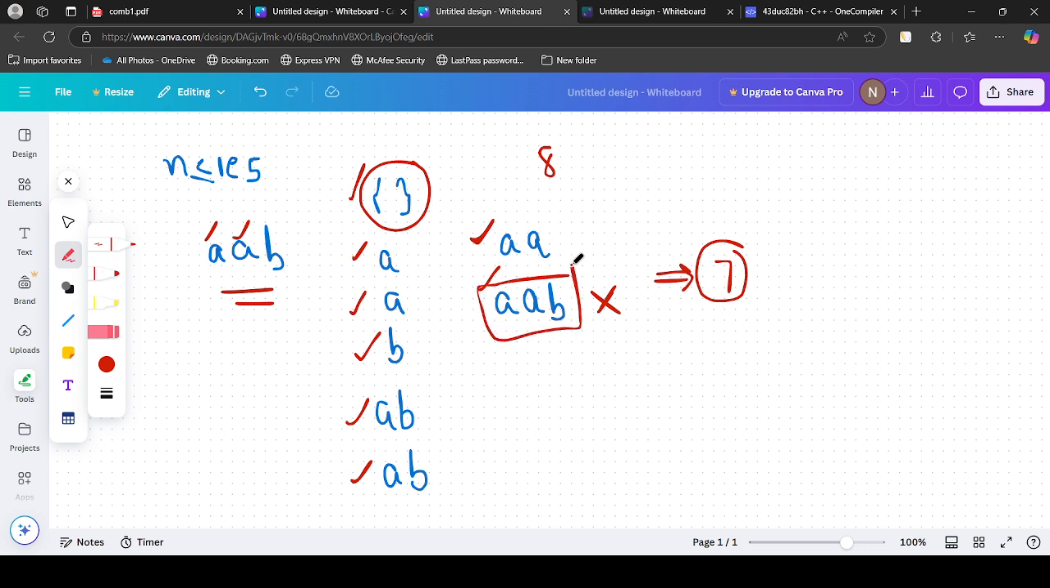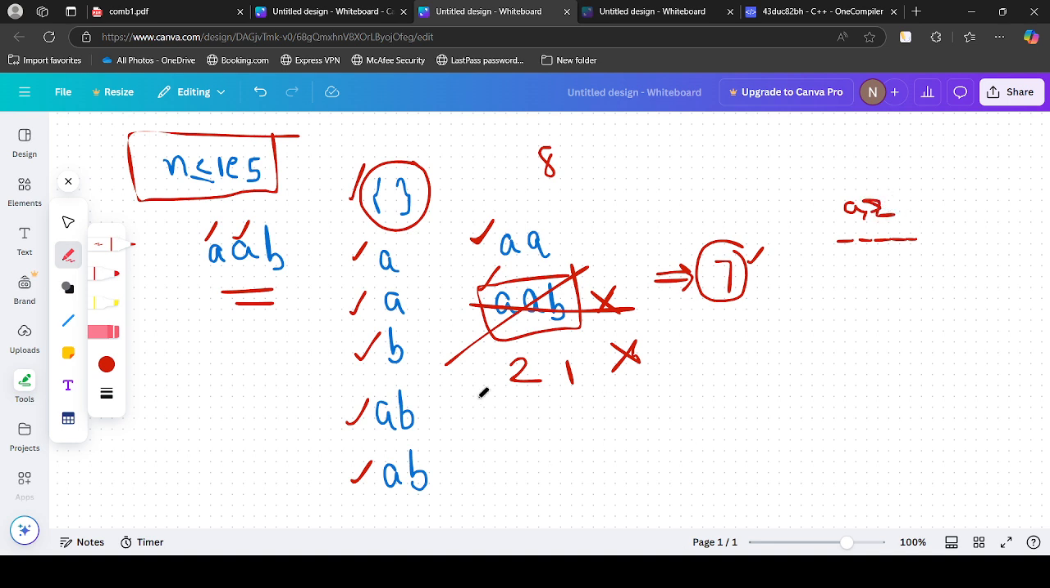Coming to AAB, the frequency of A is 2 and the frequency of B is 1. These are not equal, so this is not a good subsequence. Except this, all the other 7 are good subsequences, so the answer is 7. Coming to constraints, n can go up to 10^5 and the string contains only lowercase letters, that is from a to z.